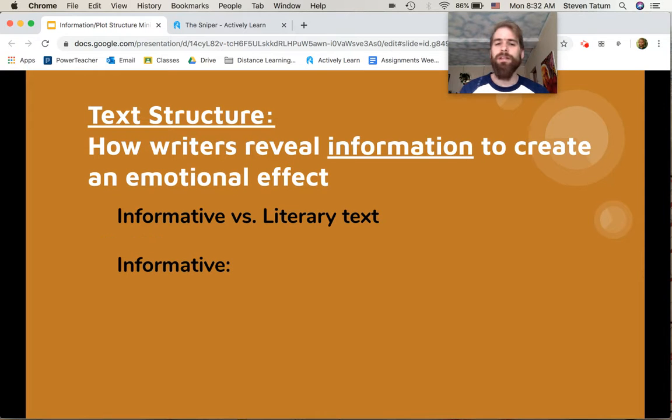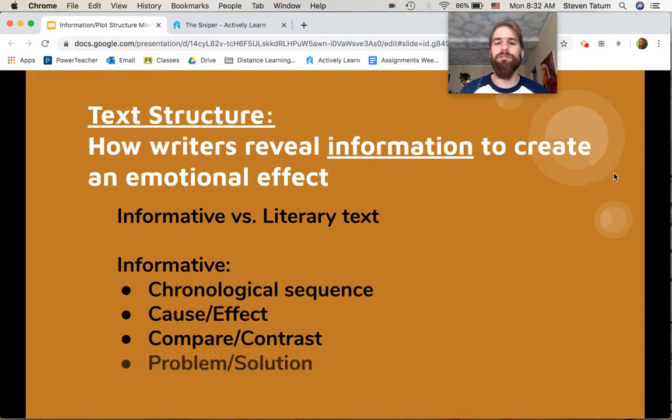So just really quick, we're not going to cover this week, but just for your information, there are some text structures for informative texts that control how authors reveal the information and convey the information in their writing. But we are going to focus more on literary text or fictional stories, because most of us are reading those.